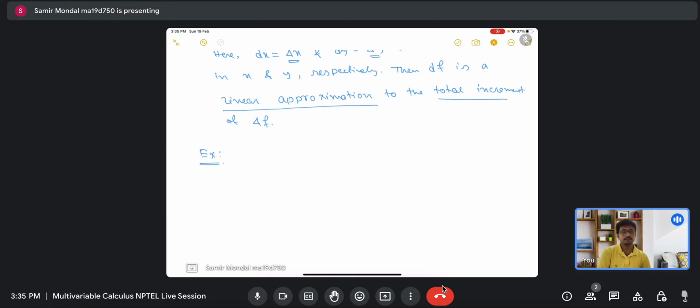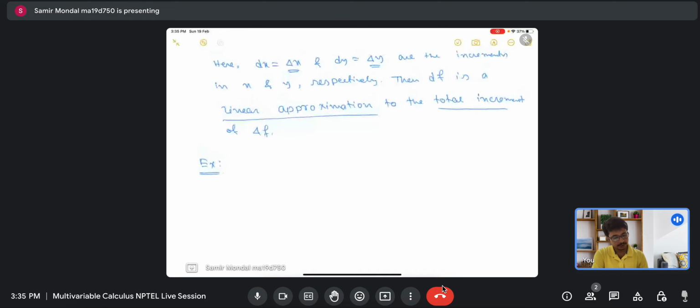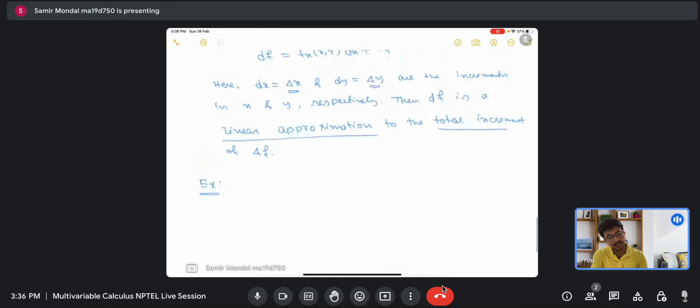Basically, in this problem we will observe how one can use total differentiability, or the increment theorem. Here we will use the increment theorem as well as total differentiability. Basically our df, the total differential, is a linear approximation to the total increment. We will use this concept in our next example or exercise.